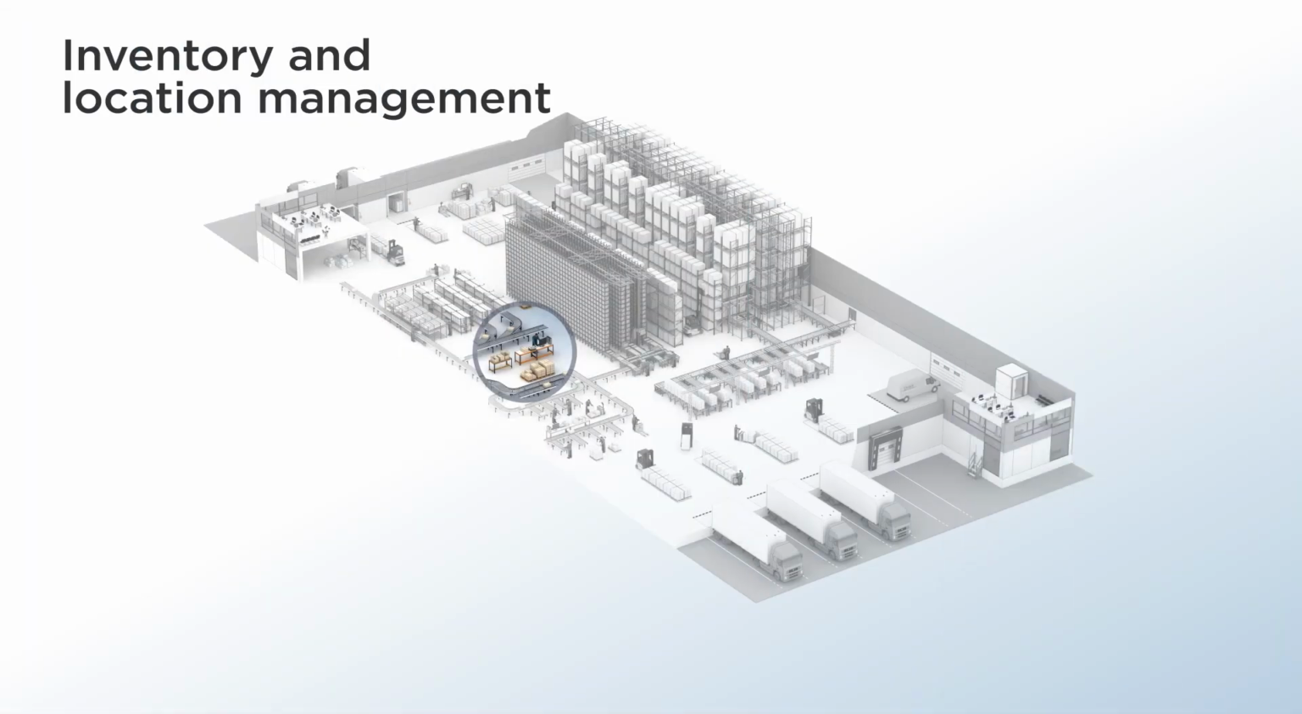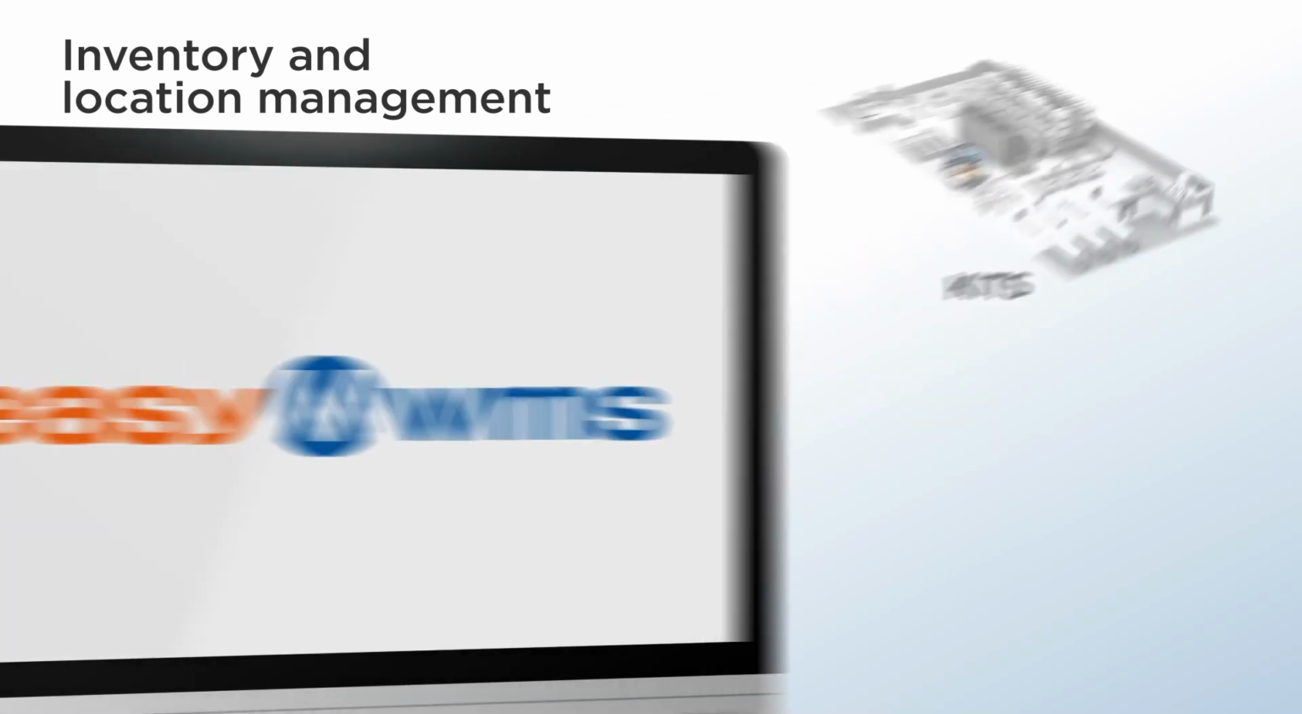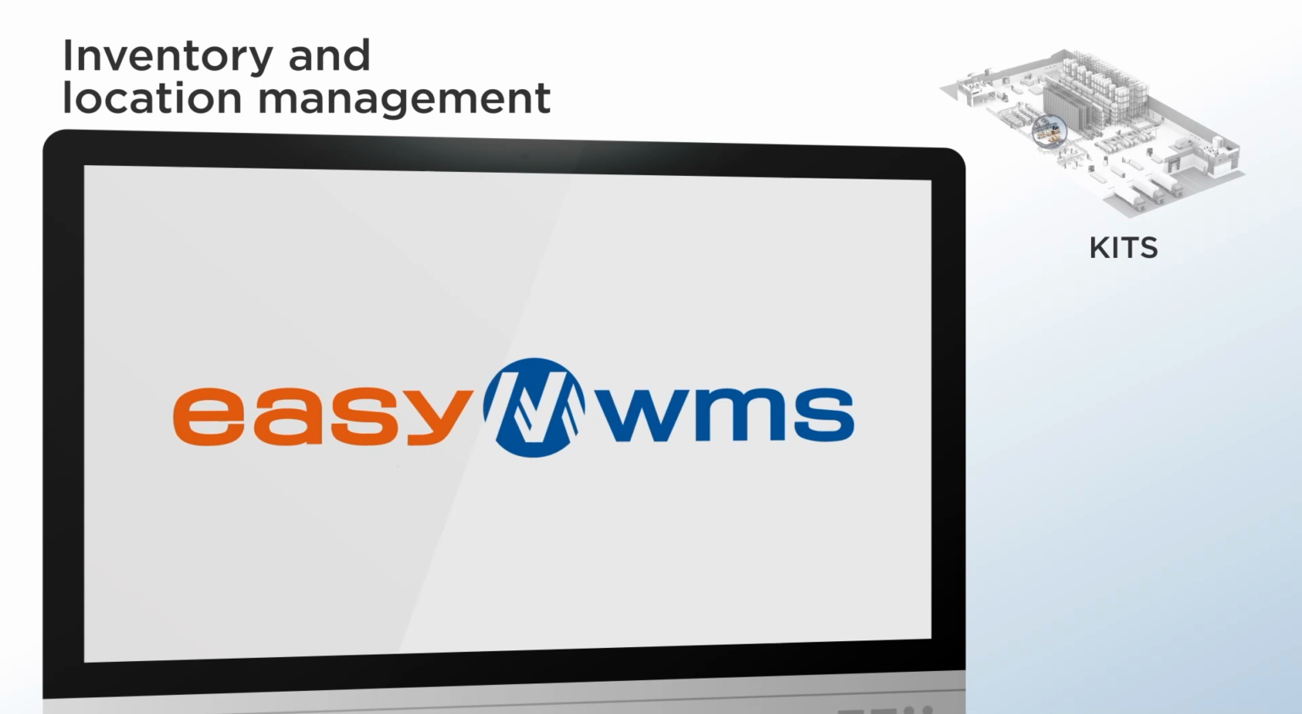Inventory management also involves the management of kits, that is, goods that are made up using other items. With Easy WMS, kits can be assembled and stored, kit to stock, assembled and dispatched, kit to order, or shipped unassembled.